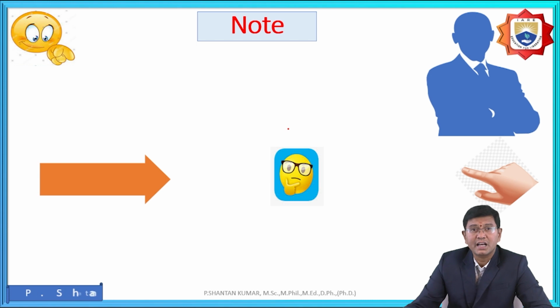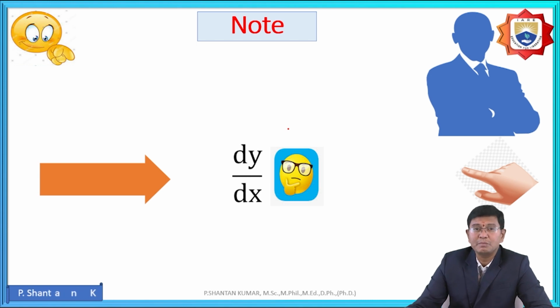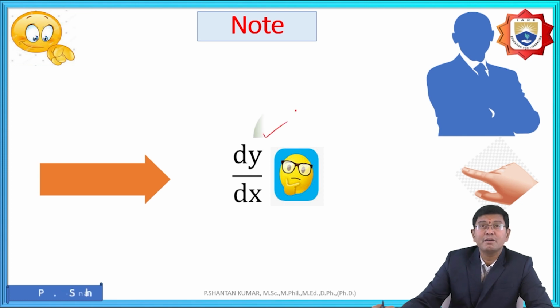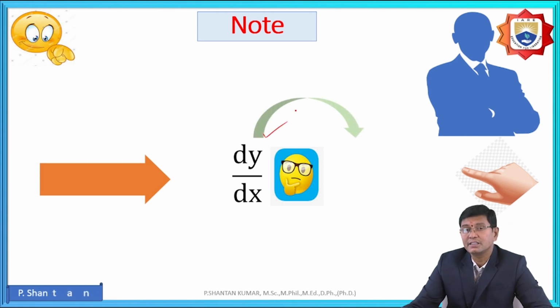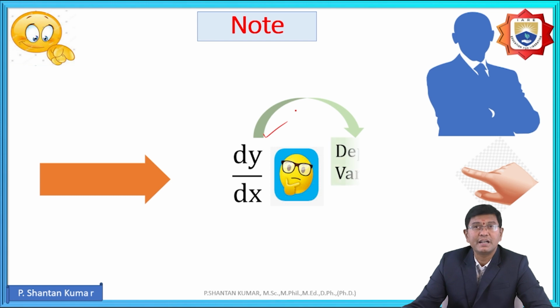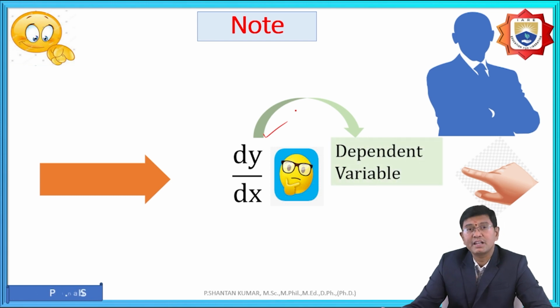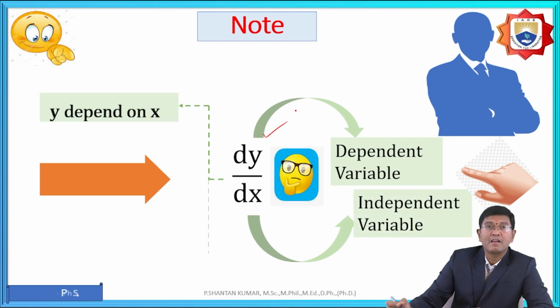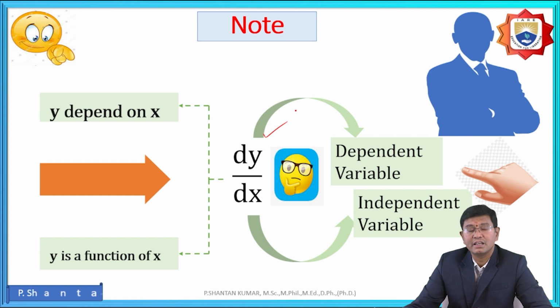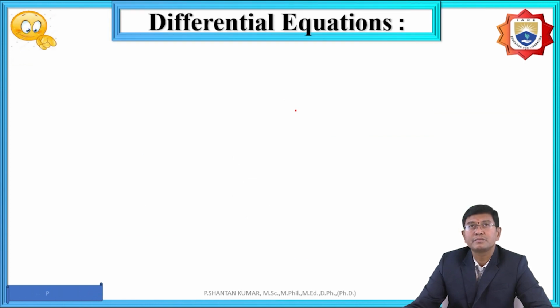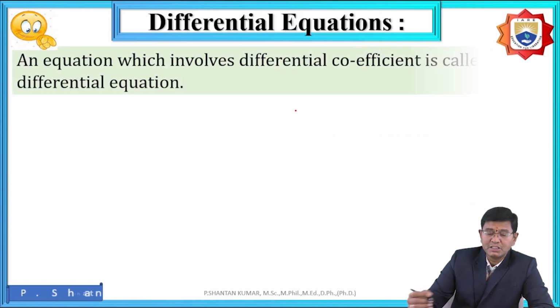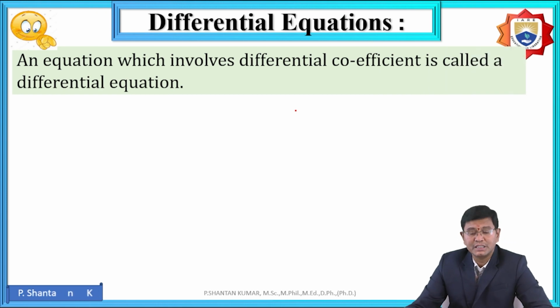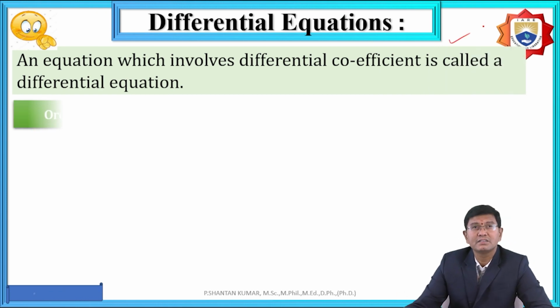Before going to discuss that, consider dy by dx. Here the numerator, dy, is called the dependent variable, whereas the denominator, dx, is called the independent variable. Here y is dependent upon x, and y is a function of x. An equation which involves differential coefficients is called a differential equation.